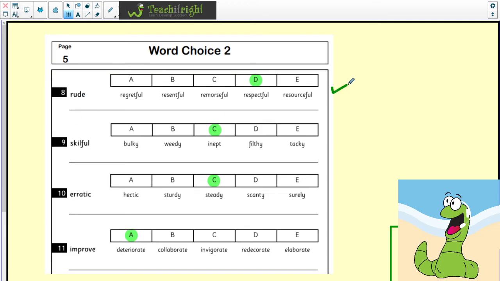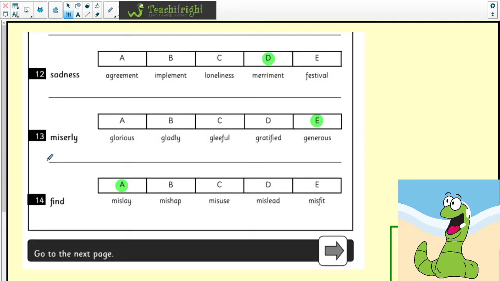Rude and respectful. Number 9, skillful and inept. So inept is not being very skillful. So you can write that down in your word and meaning book if that was a new word to you. Erratic and steady. Improve and deteriorate. Deteriorate means to worsen. So if something worsens, it deteriorates. And improve is to make better. Number 12, we've got sadness and merriment.